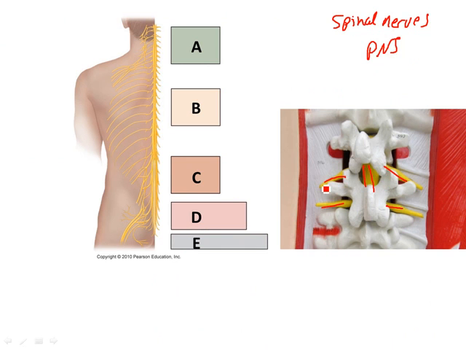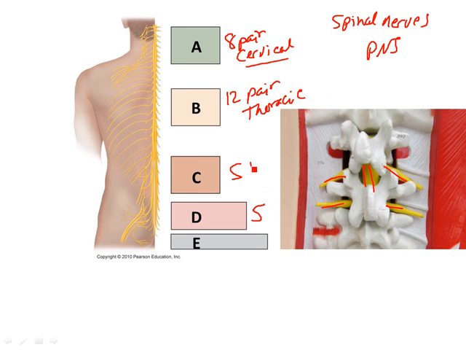And I'm not going to make you name each spinal nerve individually. What I want you to know is there are 8 pair of cervical. They're just like the vertebrae, same names. 8 pair of cervical. There were 7 cervical vertebrae, right? But there's actually 8 cervical nerves. There's 12 pair of thoracic. There are 5 pair of lumbar. 5 pair of sacral. And 1 pair of coccygeal.